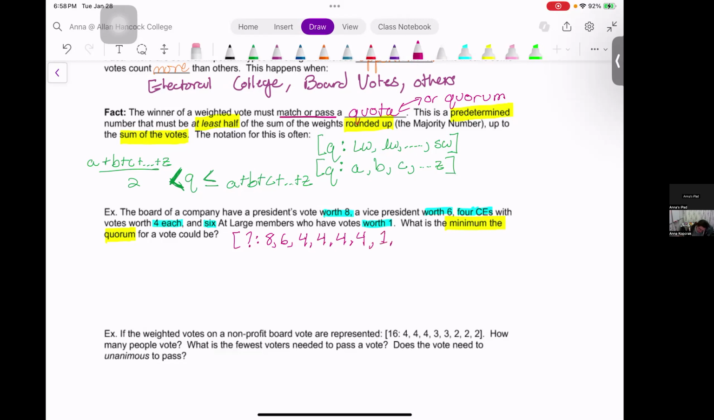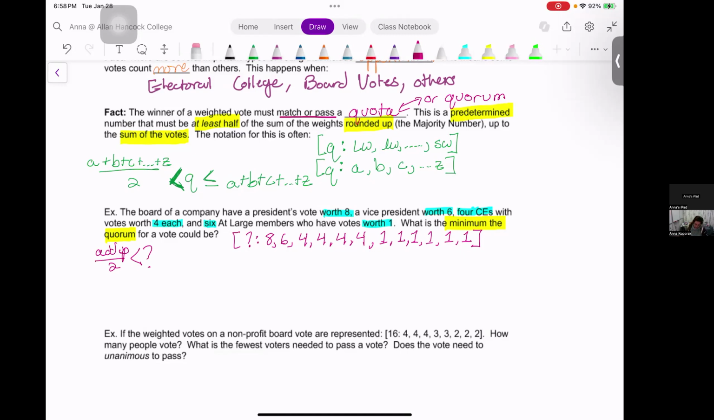So 1, 2, 3, 4, 5, 6 individuals that all have worth 1. So this is one heck of a vote, right? We got to see what the minimum number we need is. Now, what I know from my previous notation is that the minimum number or quota has to be bigger than all of these add up and divided by 2. Okay, now, so it has to be bigger than that. I'm going to see whatever that is, and I'm going to up it.